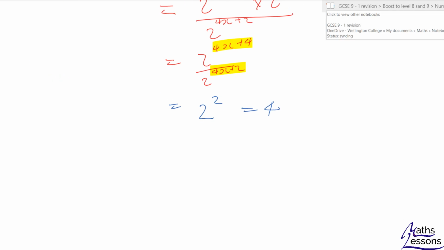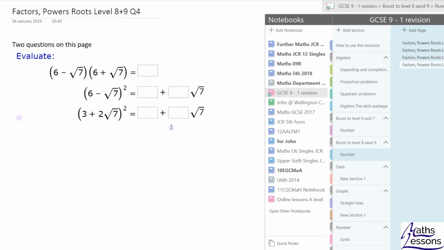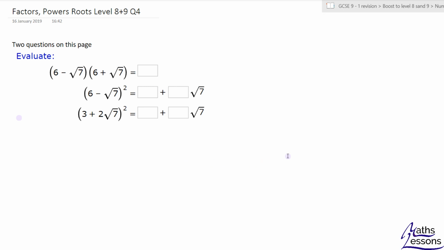Right, last section coming up. Just a couple of questions. Actually, the next question follows on from this question. Have a go expanding all these out. I'll give you 2 minutes to do all 3.